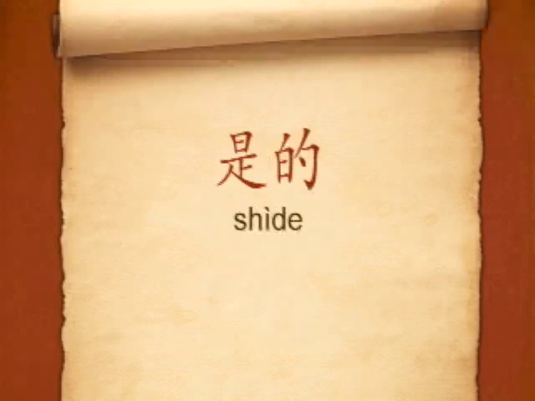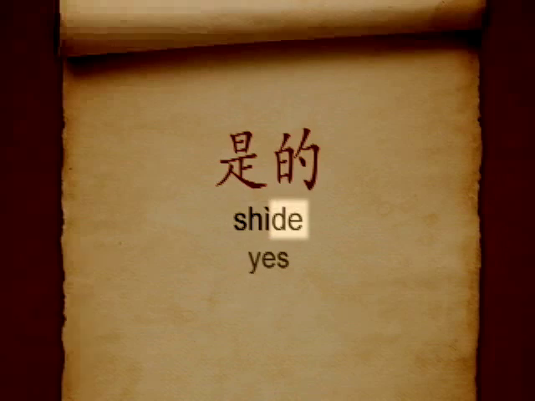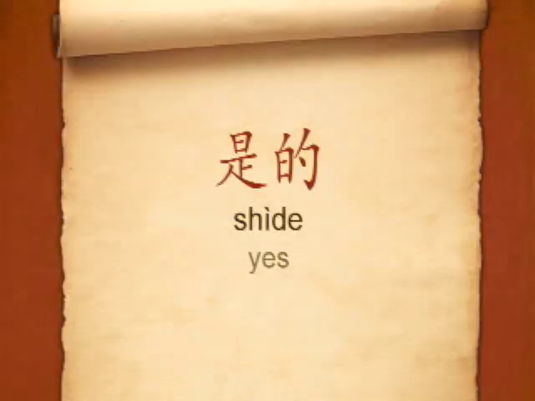Next is 是的. 是的 means yes. It's a positive answer to questions that use the verb 是. Which tones are used to say 是的? The 4th and the neutral tones are correct. Practice saying 是的 with me 3 times. 是的, 是的, 是的.